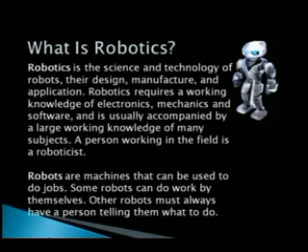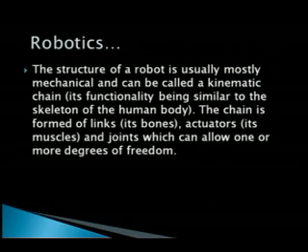Robots are machines that can be used to do jobs. Some robots can do work by themselves. Other robots must always have a person telling them what to do. The structure of a robot is usually mostly mechanical and can be called a kinematic chain. The chain is formed of links, actuators and joints which can allow one or more degrees of freedom.